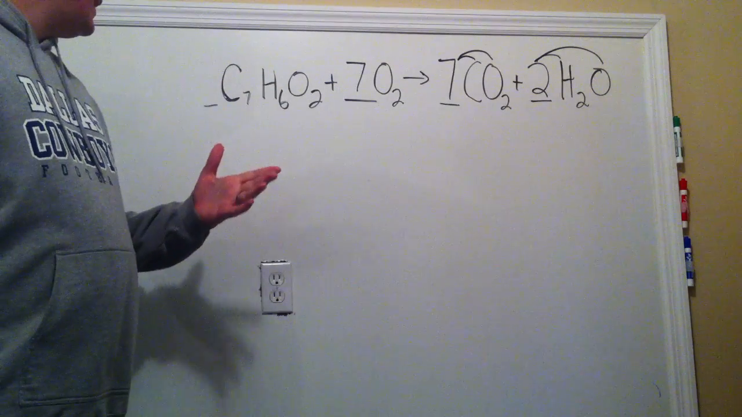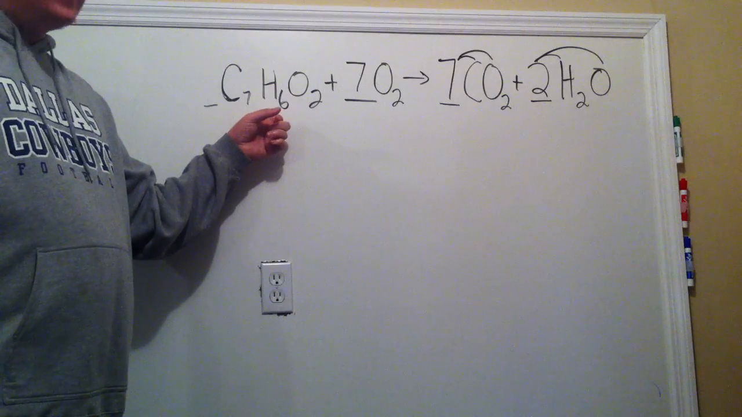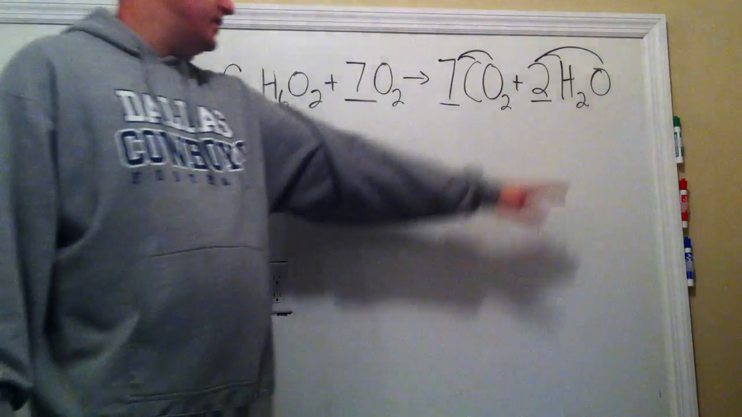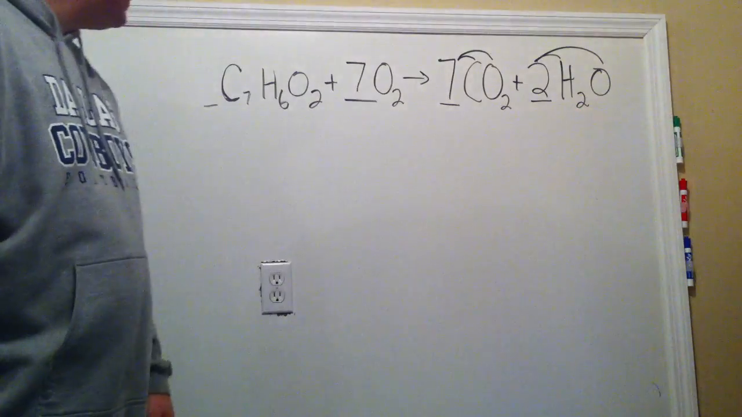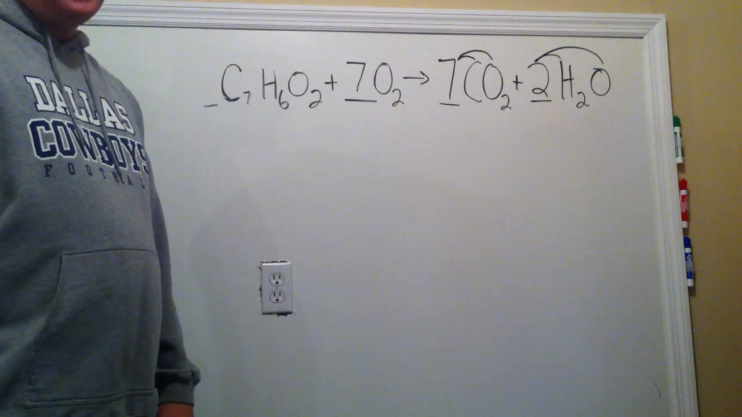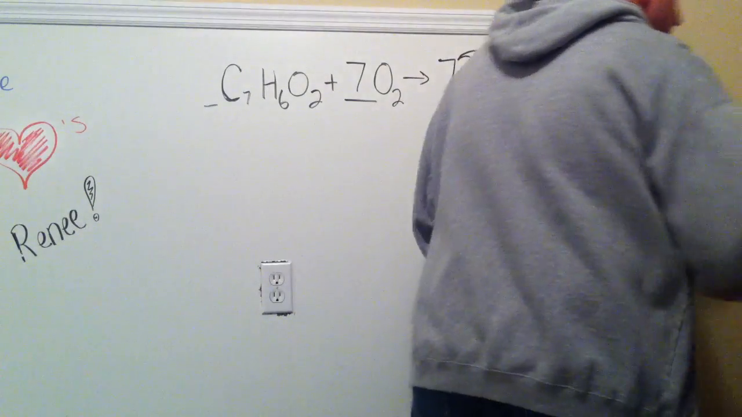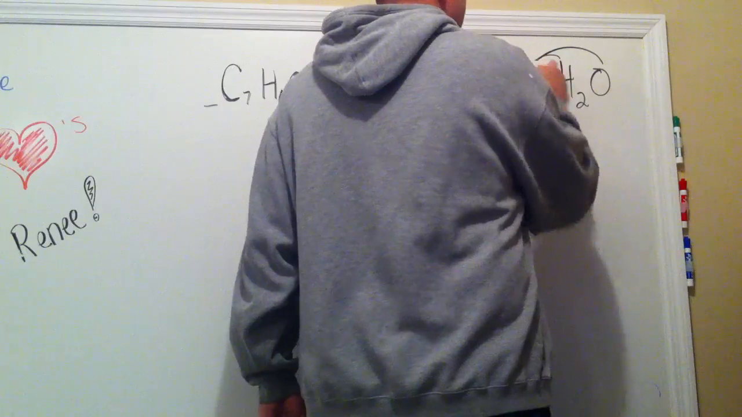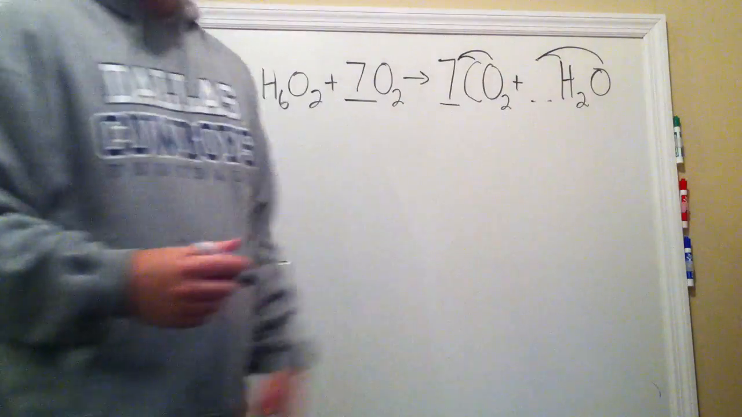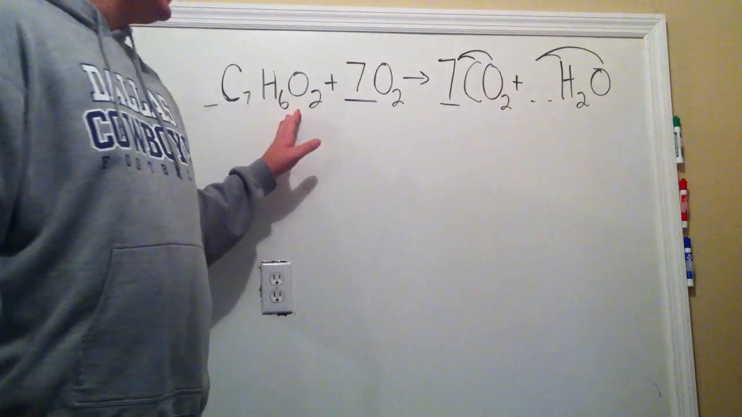Now I just need to look at my hydrogen. Well, my hydrogen right here, I've got 6 hydrogen. Okay? So then I go to my hydrogen on this side. I've got 2 hydrogen. Well, what do I multiply? Or I'm sorry, I've got 4 hydrogen. That means I'm going to have to change that 2. So I'm just going to erase that 2. And I've got to multiply by something else. Now I can multiply by 3, and that will give me 6 hydrogen.